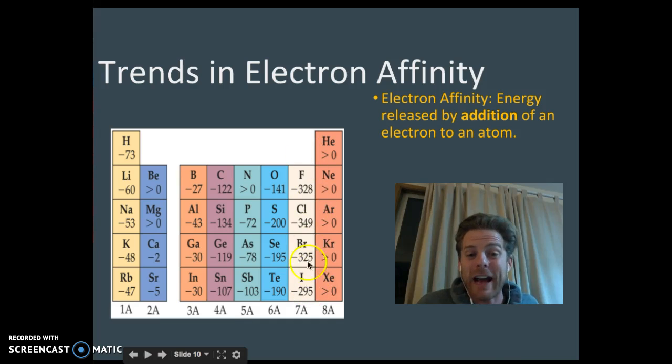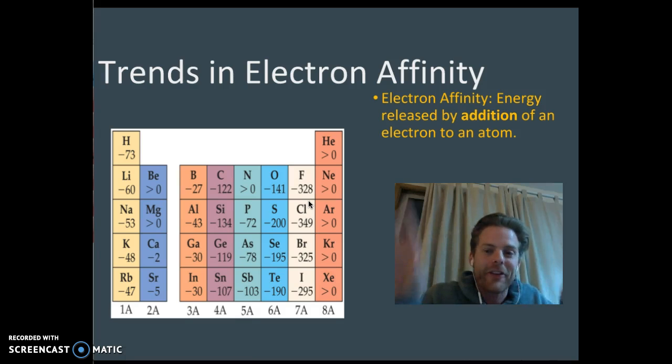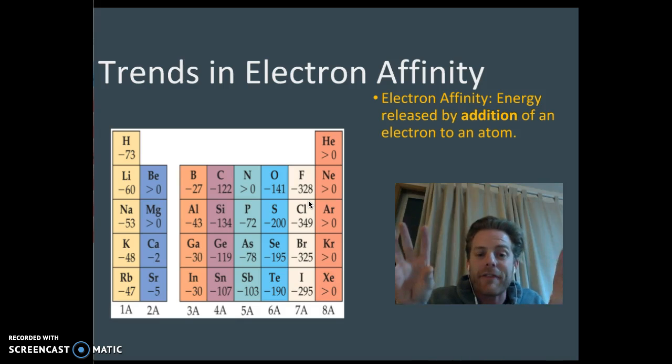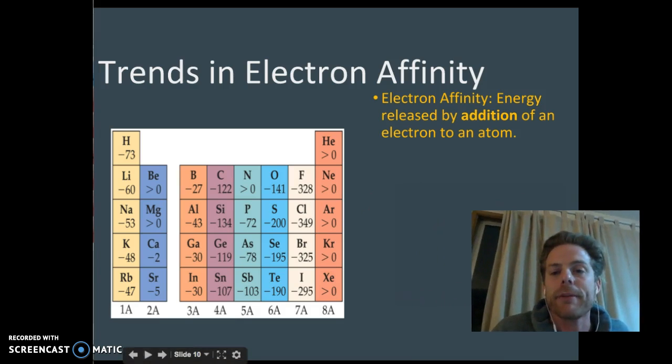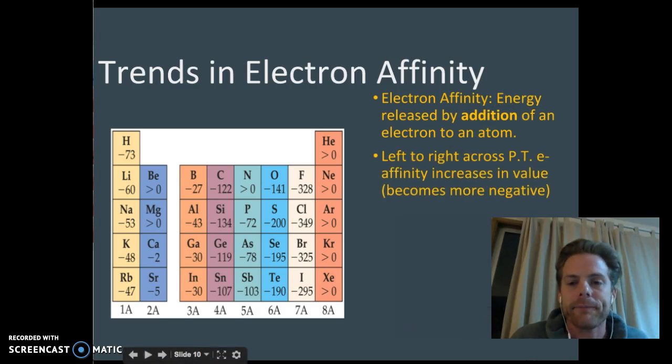But these guys, our halogens over here, they're so close to getting that octet rule. They're so close that they will actually release energy. They'll be like, yay! And they'll release all their energy. They'll party if they get that extra electron. So electron affinity is the energy released by the addition of an electron to an atom.